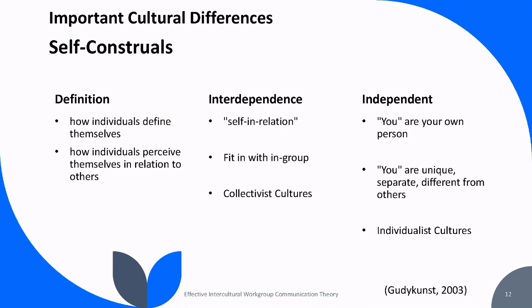Next, within this theory, we're going to look at self-construals. So this is, how does a person see themselves? How do they define themselves? What is their perception of who they are in relationship to others? So when we talk about self-construals, self-view, we talk about two things, which are interdependence and independence.